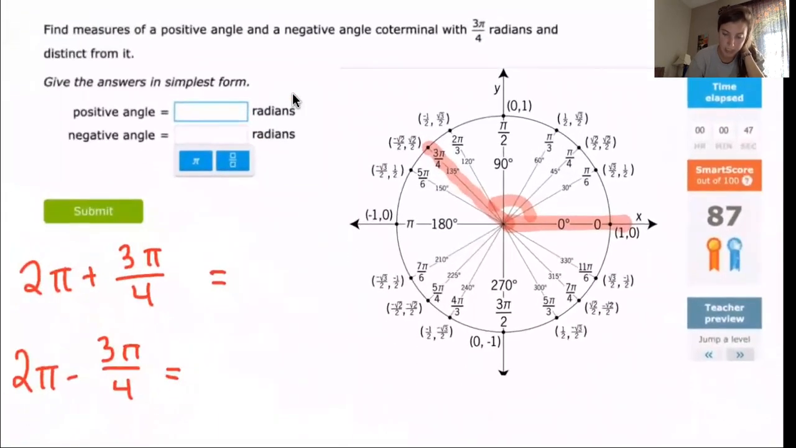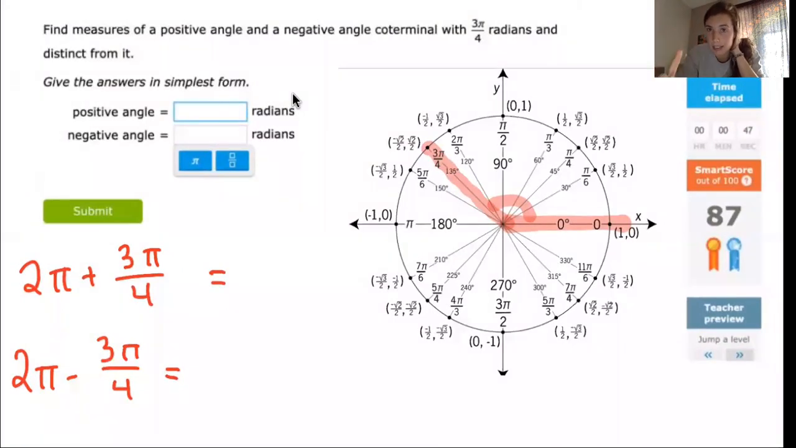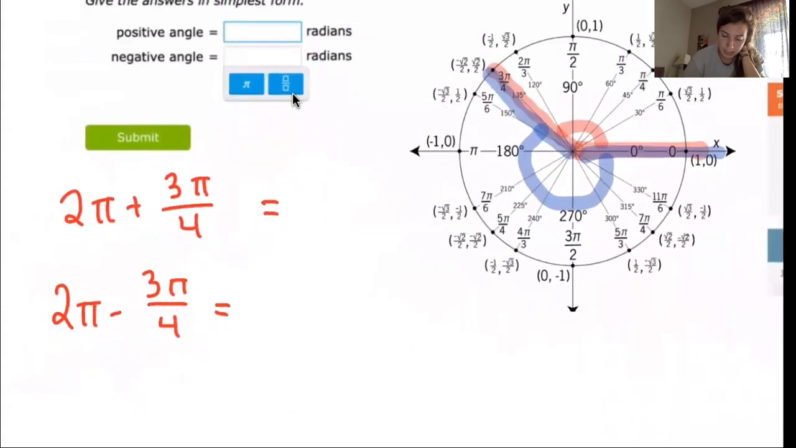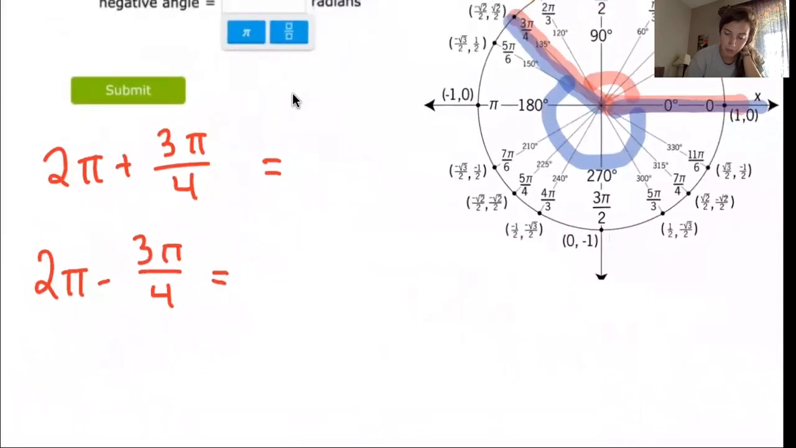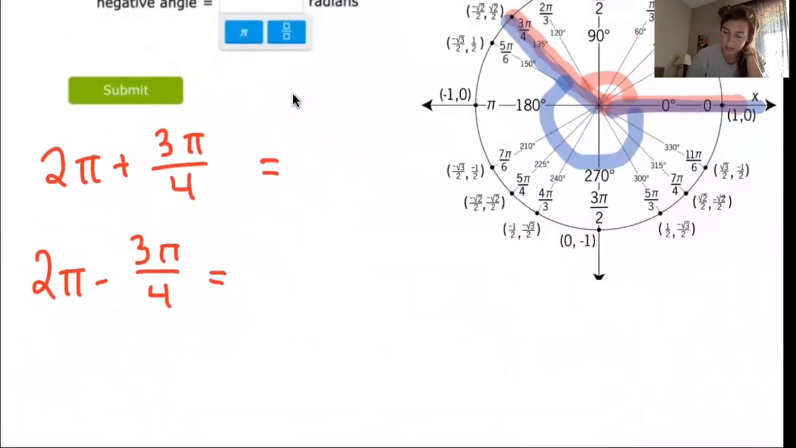So they want me to express this as another positive angle, and also be able to express it negative. So let's go ahead and express it negative first. The negative one I will show in blue. So I start here and I go this direction. It ends in the same spot, but I'm going to express the angle as negative. So it's going to be 2 pi minus 3 pi over 4 that will give me the negative angle.